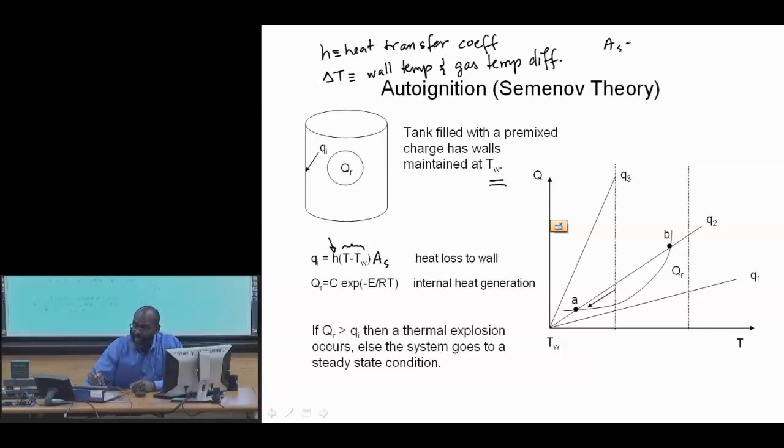And our generation is proportional to the volume of the system. So we have a volume here. And this model is called an Arrhenius reaction model.